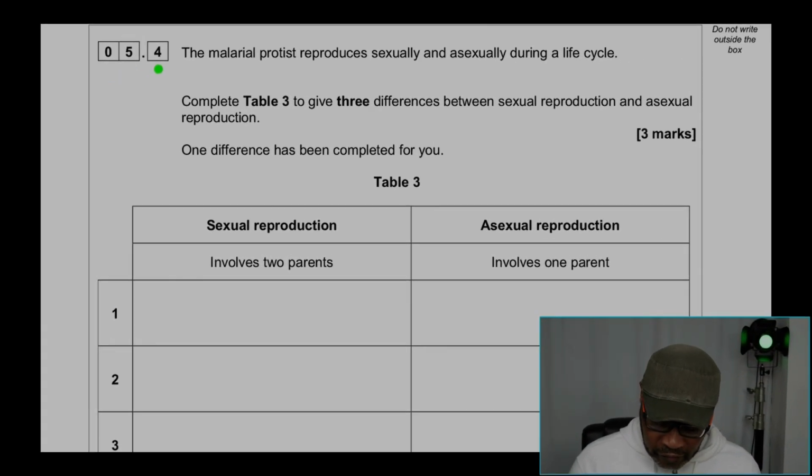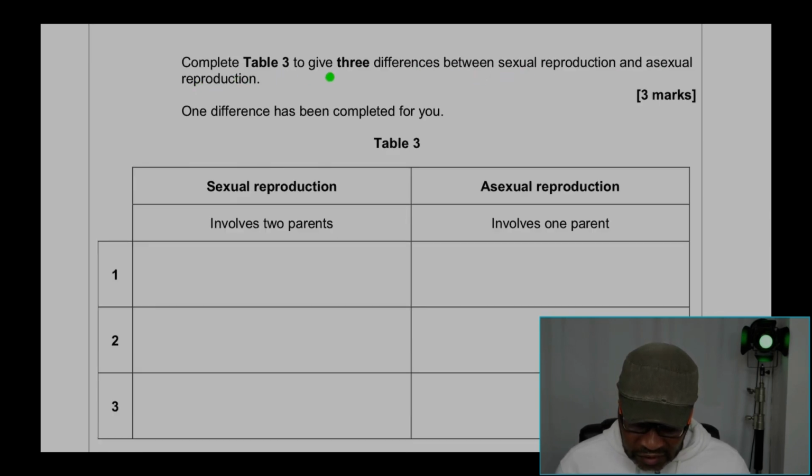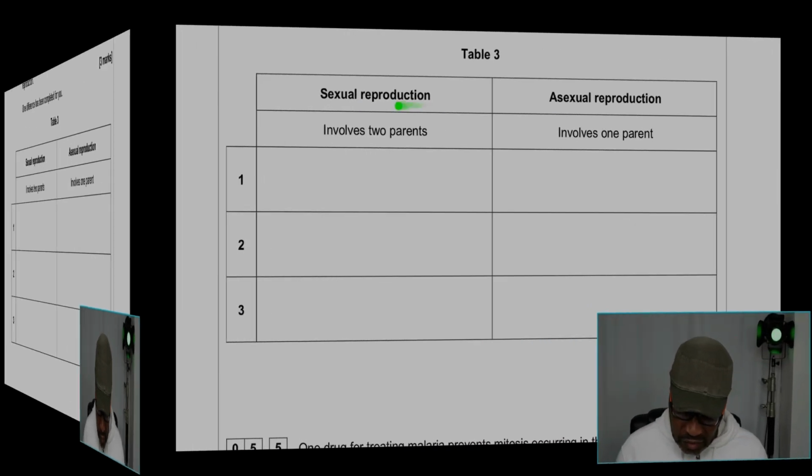Question 5.4. The malaria protist reproduces sexually and asexually during a life cycle. Complete Table 3 to give 3 differences between sexual reproduction and asexual reproduction. One difference has been completed for you. So in this case, sexual reproduction involves 2 parents, asexual reproduction involves 1 parent.